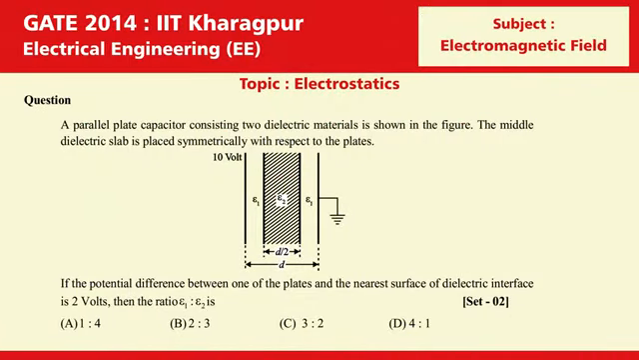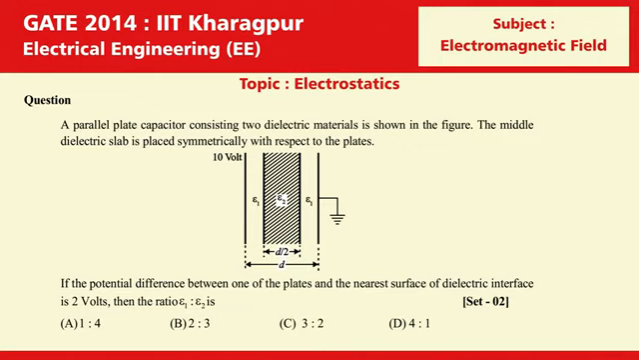This question was asked in GATE 2014 set 2. A parallel plate capacitor consisting of two dielectric materials is shown in the figure. The middle dielectric slab is placed symmetrically with respect to the plates. If the potential difference between one of the plates and the nearest surface of the dielectric interface is 2 volt, then the ratio of epsilon 1 to epsilon 2 is: option A 1:4, option B 2:3, option C 3:2, and option D 4:1.